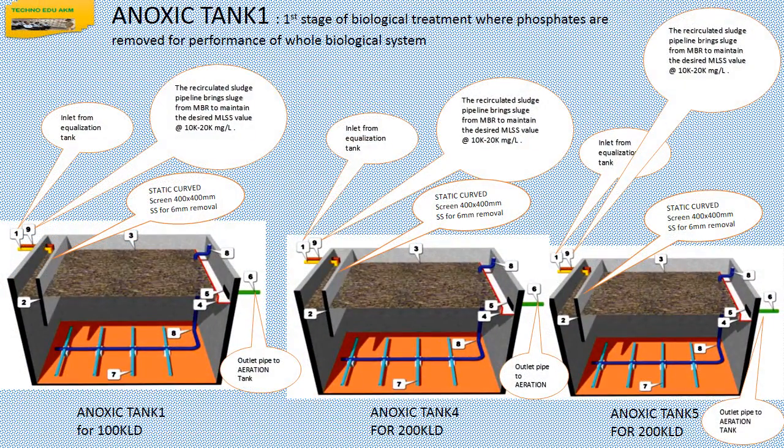The next tank is the anoxic tank. This is for bio-oxidation. Here, equalized wastewater from the equalization tank is pumped to the anoxic tank, where a static curved screen, that is fine type, to arrest the floatables before the anoxic tank, is provided at the inlet for removal of fine particles more than 6 mm.